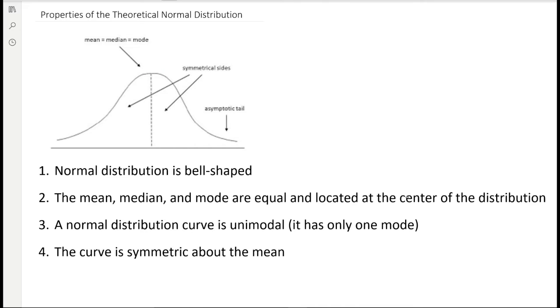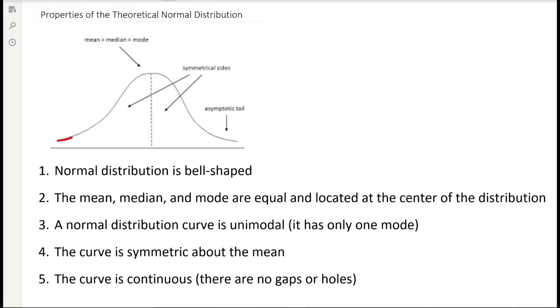The fourth property is that the curve is symmetric about the mean. You can tell that if the mean is in the middle, then it's symmetric on both sides of the mean. The fifth property is that the curve is continuous. There are no gaps or holes. In other words, I can trace this curve without ever having to lift my pen or pencil, and therefore it is called continuous.